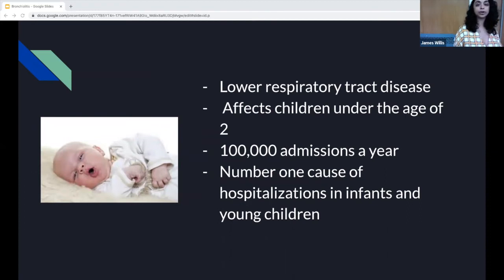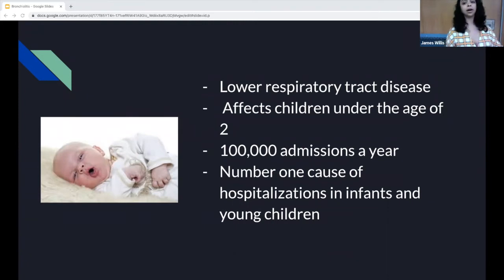It generally occurs in children that are less than 2 years of age, and its peak incidence is about 2 to 6 months of age. It's generally categorized as upper URI-like symptoms, followed by a lower respiratory tract infection with inflammation. It's generally a self-limiting disease.